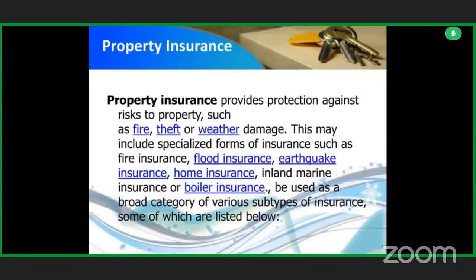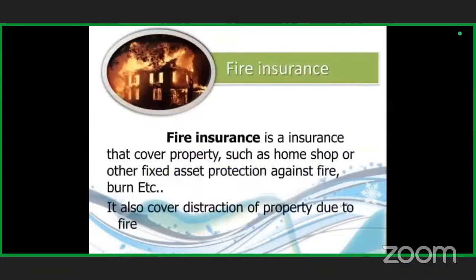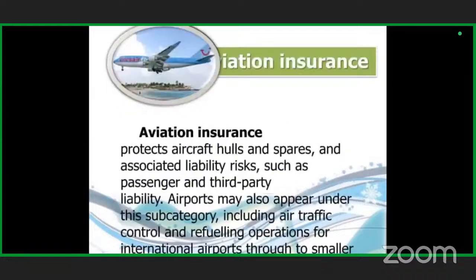So property insurance provides protection against risks to property such as fire, theft, and weather damage. This may include specialized forms of insurance such as fire insurance, flood insurance, earthquake insurance, home insurance, boiler insurance, etc. Fire insurance relates to fire accidents. Then aviation insurance relates to flying. It protects aircraft hulls and spares and associated liability risks such as passenger and third party liabilities, etc.